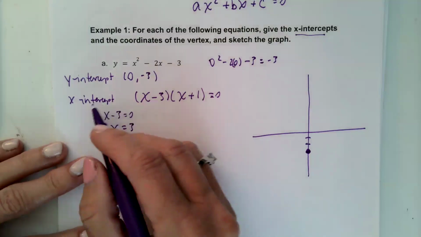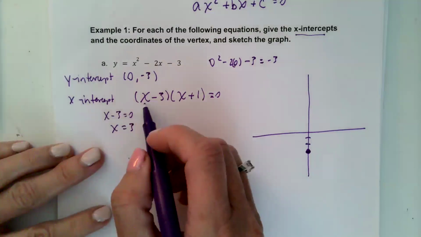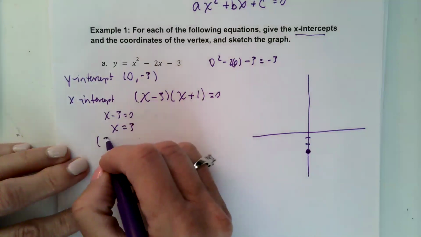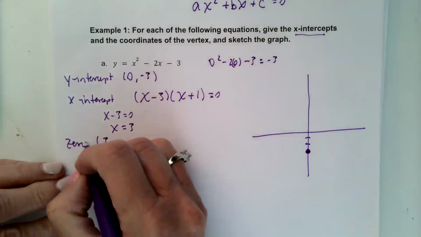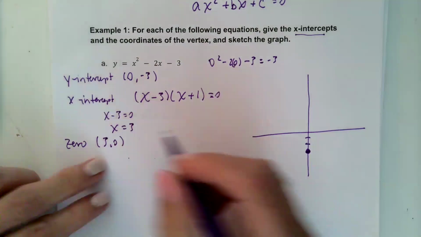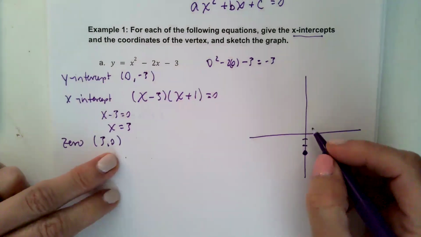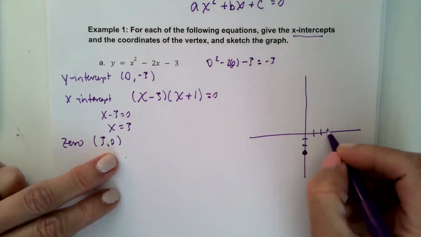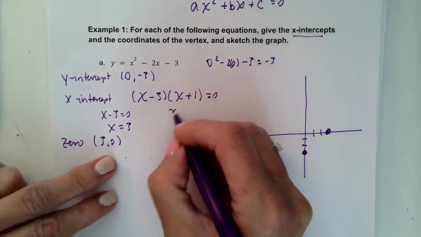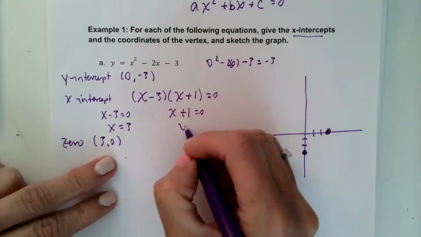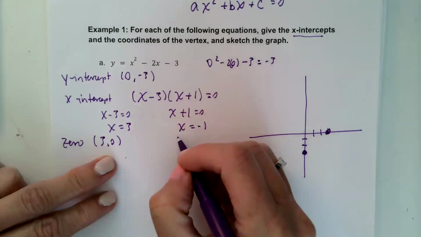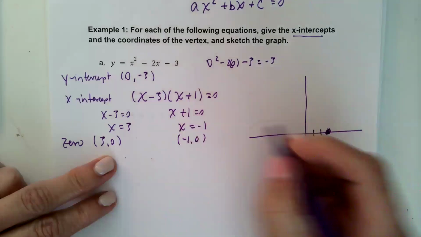So the x-intercept is at x equals 3, and that 0 is what we call these, so that's the x value when y is 0. So that's 1, 2, 3. There's 1. And then this one is at x plus 1 equals 0. When I subtract 1, I get a -1. So this one is at -1, 0.